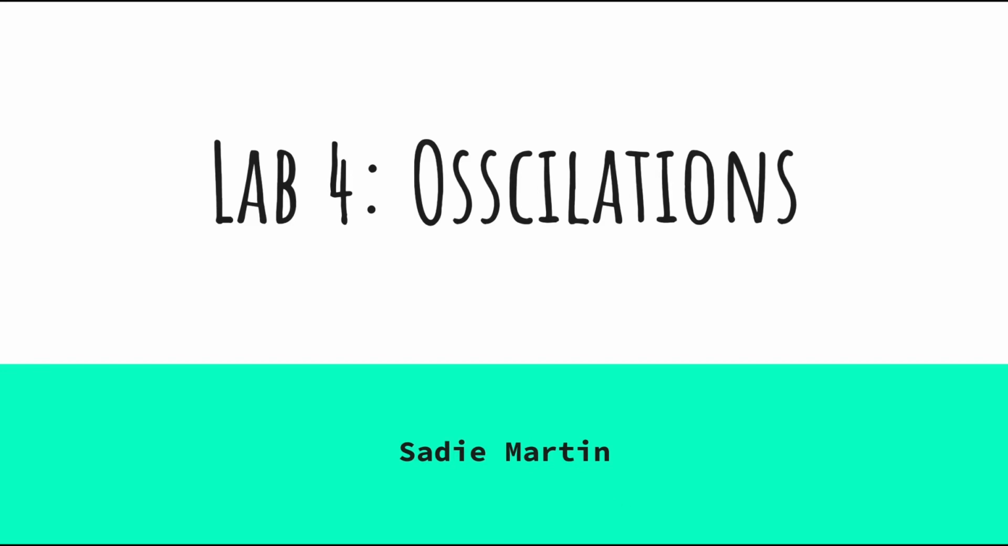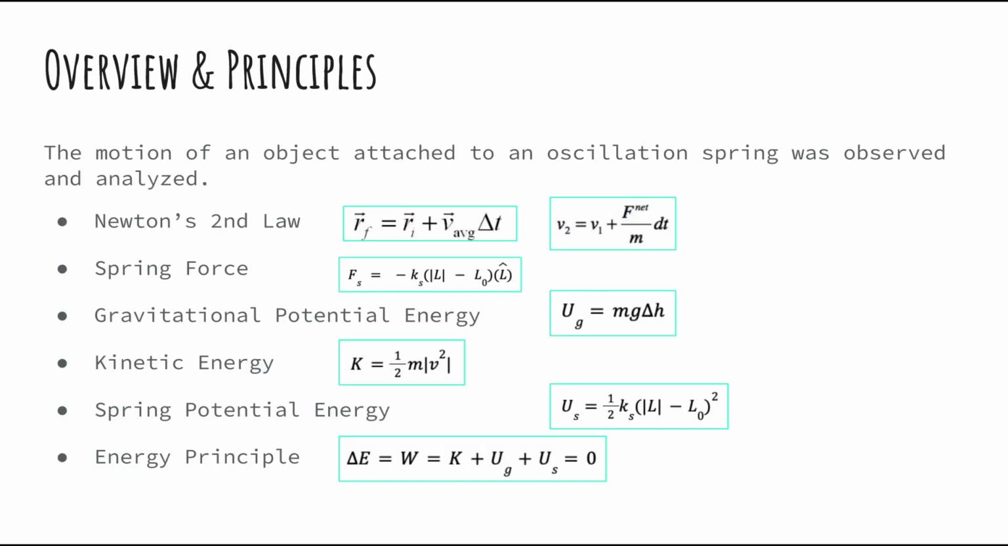Hi, my name is Sadie Martin, and this is Lab 4, Oscillations. In this lab, the motion of an object attached to an oscillating spring is analyzed and observed. A computational model will then be used in order to measure the change in energy of the system while measuring each energy specifically as well.